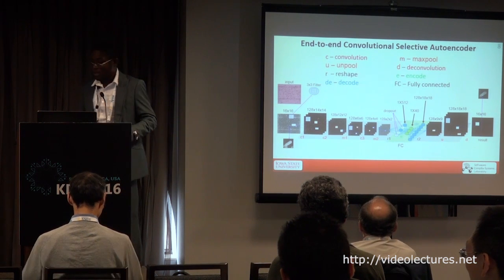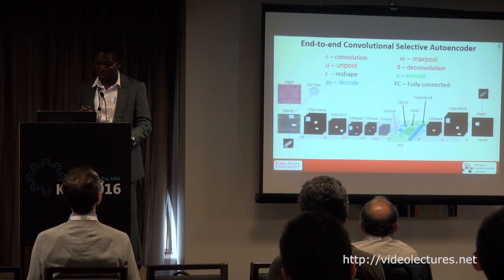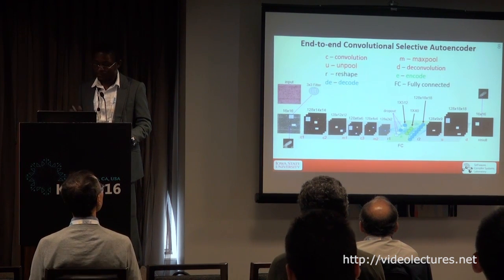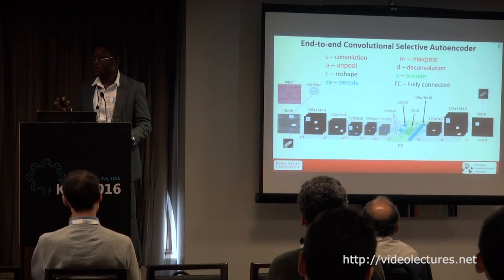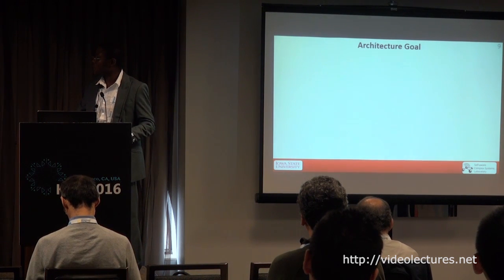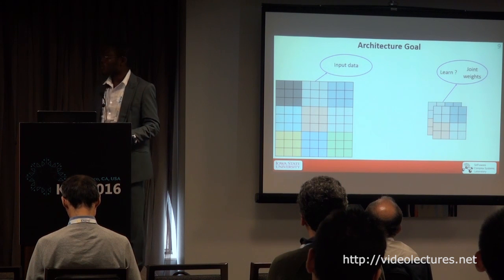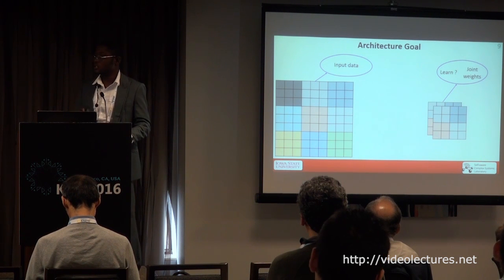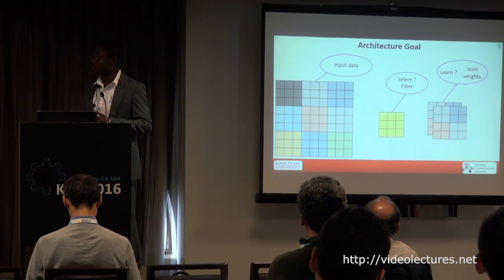So here's the network we designed to do the work of detection, the first part of the problem. I'll quickly run through the major parts of the network in bits. If we have an input data set, what we want to do is learn the joint features or the joint weights that characterize the network. However, to do that, we need to select filters.